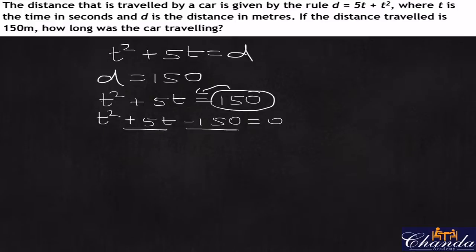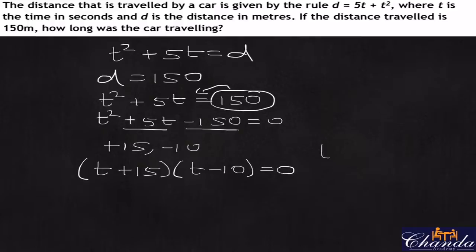I would say that would be a positive 15 and a negative 10. So positive 15 times negative 10 gives me a negative 150. And when we add these two numbers together, I also get a positive 5. So factorizing this, we have t plus 15 and t minus 10 equals 0. So solving this, I get t equals negative 15 and positive 10. Now obviously time cannot be negative, so let's take the negative out of it.